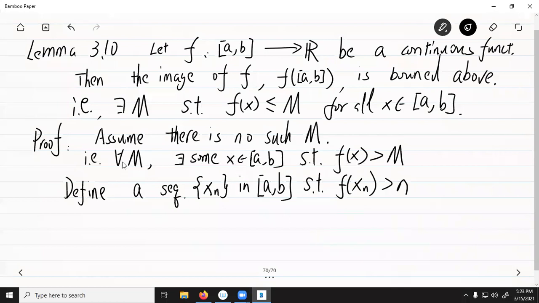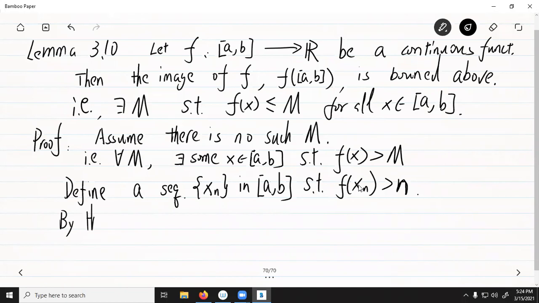Continue. When M equals n, then we can always find some x value such that f of x is greater than this n. We denote that number x_n. Continue this way, then you can form a sequence, right? x1, x2, x3, with f of x1 greater than 1, f of x2 greater than 2, f of x3 greater than 3. You can always define this. We can do that, right? Okay, then we can use the sequential compactness theorem.